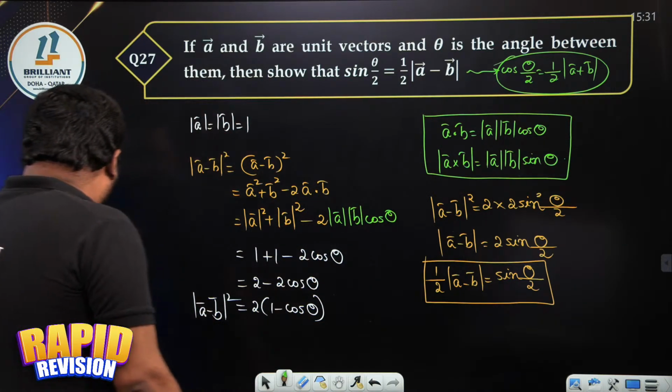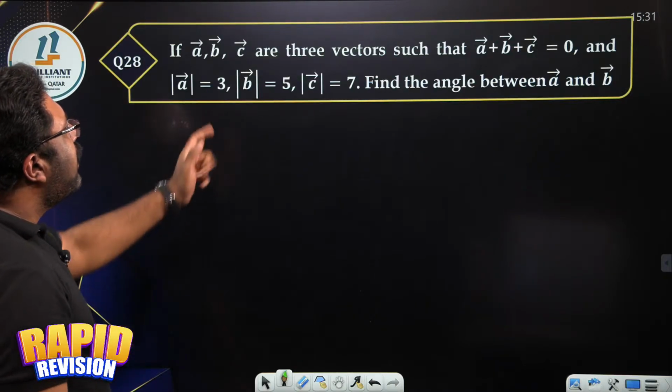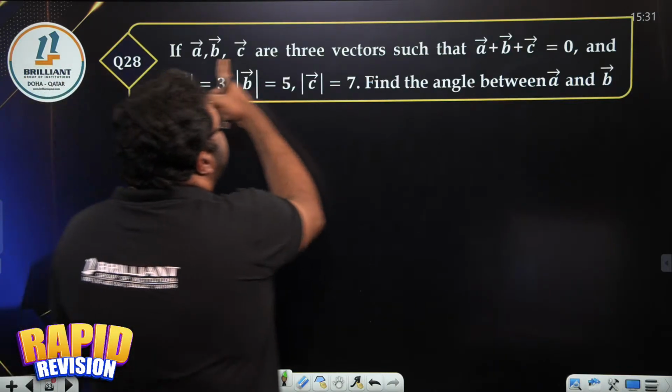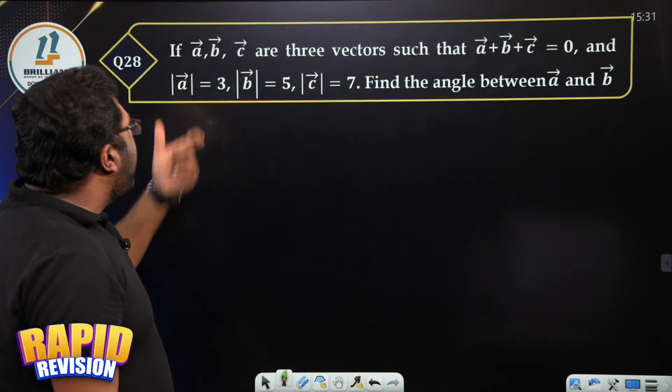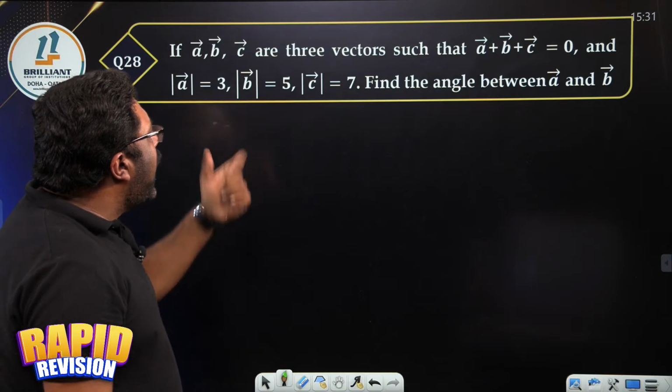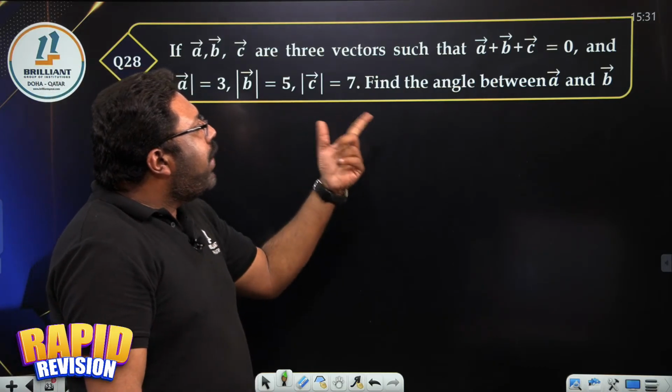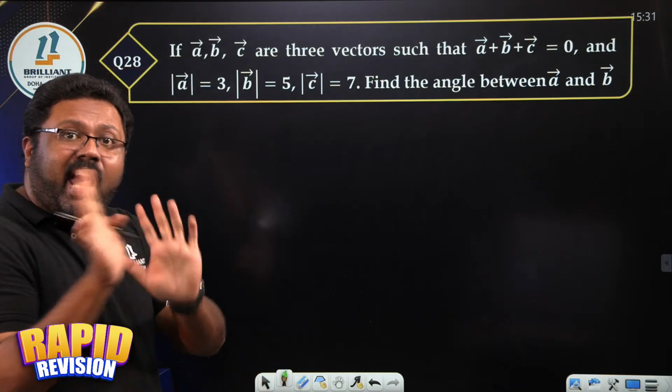Okay? Think we have time for one more question. Please look at this question. Here they're saying about A plus B plus C equal to 0. Magnitude of A is 3. Magnitude of B is 5. Magnitude of C is 7. Find the angle between A and B.